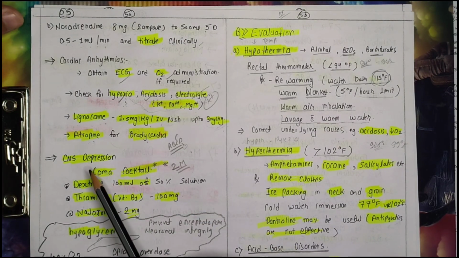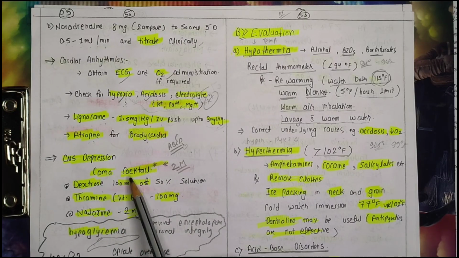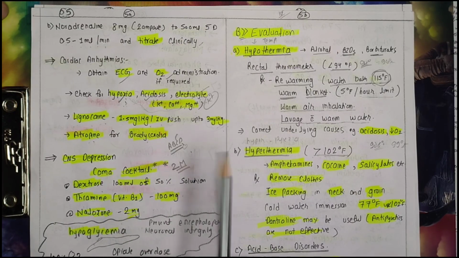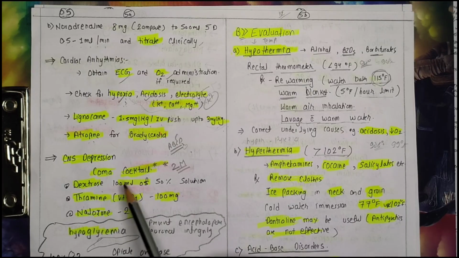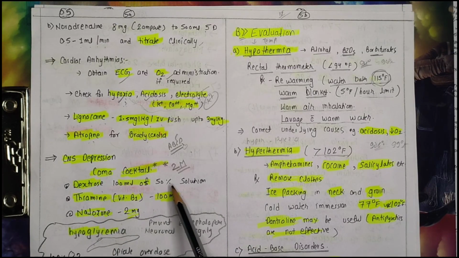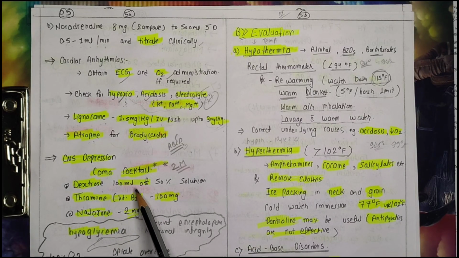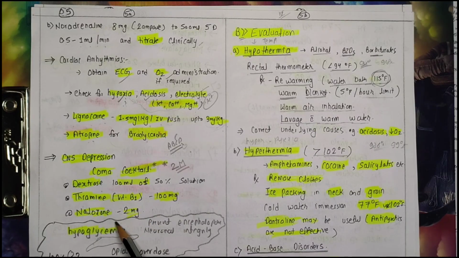Then similarly, if a person is having CNS depression, we can use a mixture of drugs called coma cocktail. This basically contains dextrose 50% solution, a 100 ml preparation. Similarly, thiamine, that is vitamin B1, which comes in a dose of 100 mg. Similarly, naloxone is used to antagonize the effect of opiates.